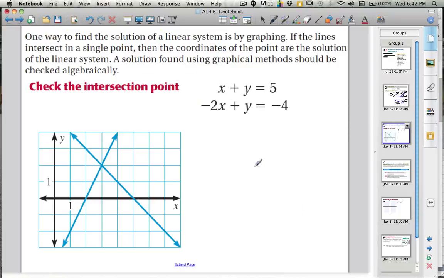So one way to go about doing this is to graph them, right? So I can graph the lines and find the point where they intersect. And you can see these lines intersect at 1, 2, 3 for the x-coordinate and 1, 2 for the y-coordinate.